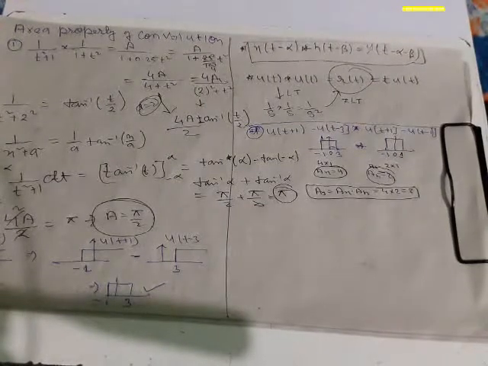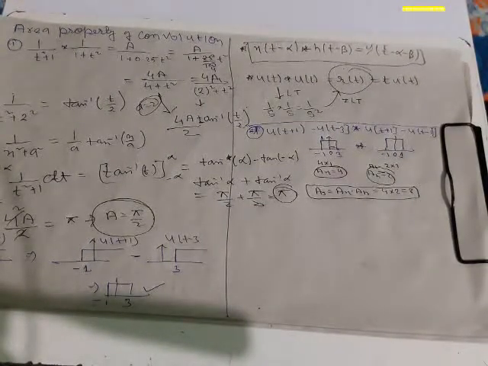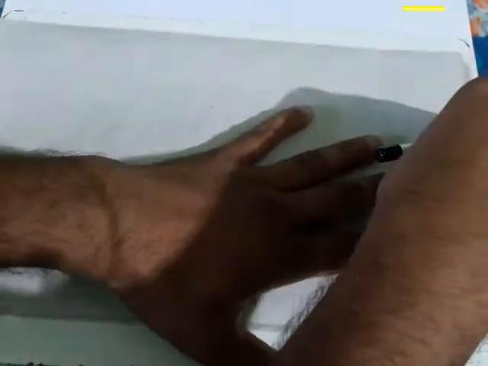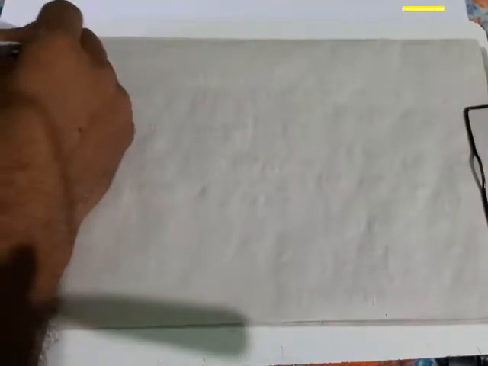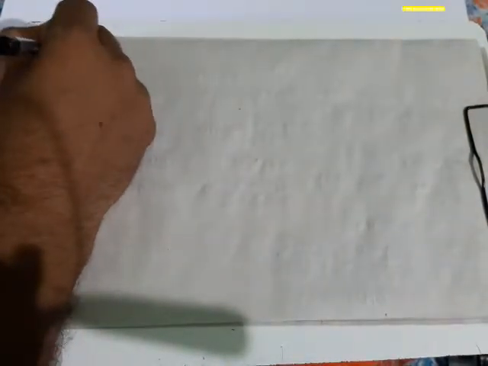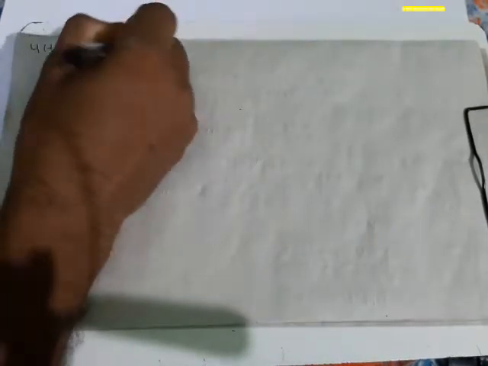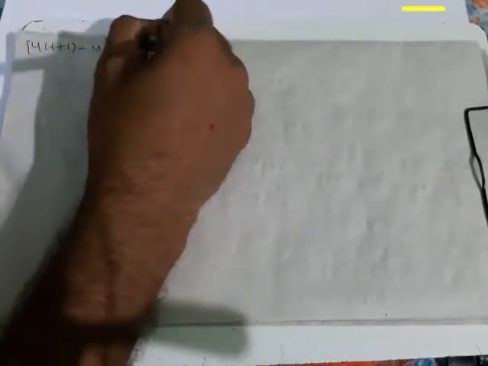Okay, now take this: minus u of t plus 1 convolution with u of t minus 1. Again, minus u of t minus 3 convolution with u of t minus 1.